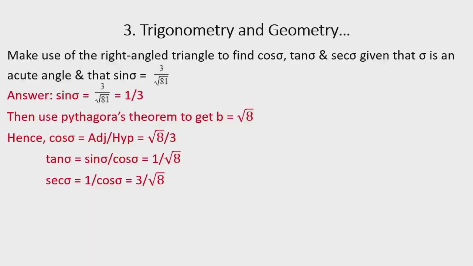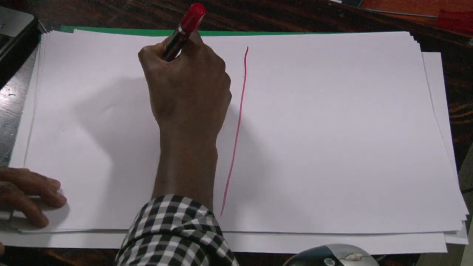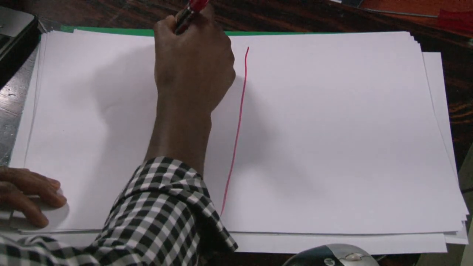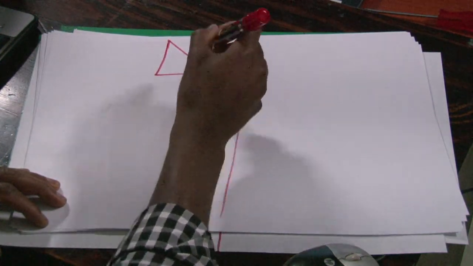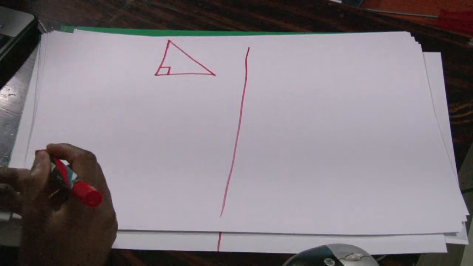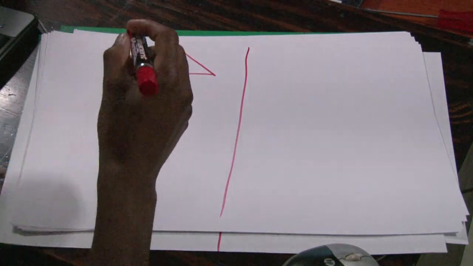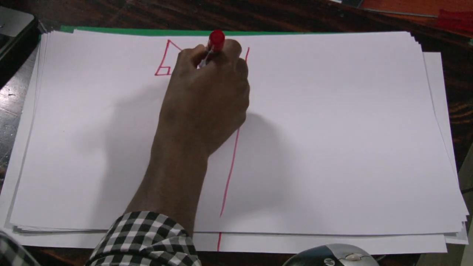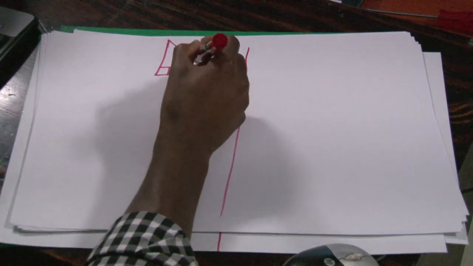Make use of the right angle triangle to find cosine theta, tan theta, and sec theta, given that theta is an acute angle and that sine theta is 3 over square root of 81. You are told to use the right angle triangle. This is the right angle triangle, and this is angle theta.